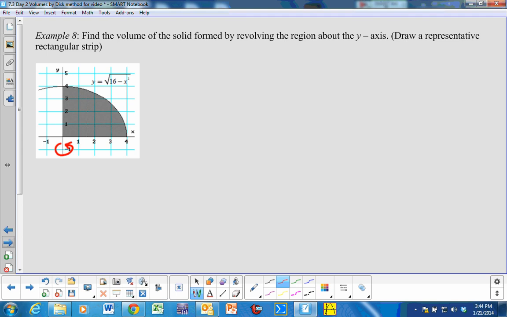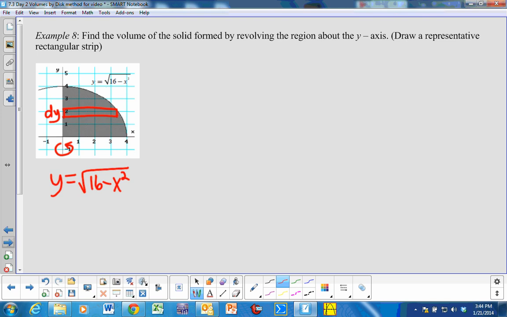This is the direction. So if I'm going to use the disk method, my rectangle must go this way, because it has to be perpendicular, because I'm going to make a bunch of cylinders that are going to spin around. So that makes my width dy, which means everything here is going to be in terms of y. Well, we have y equals square root of 16 minus x squared.